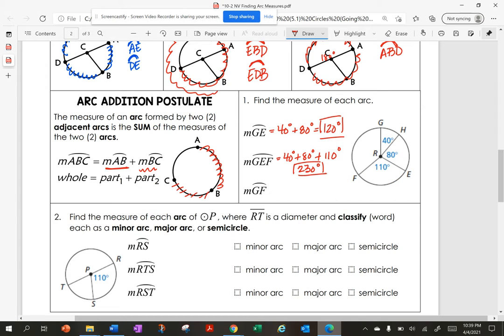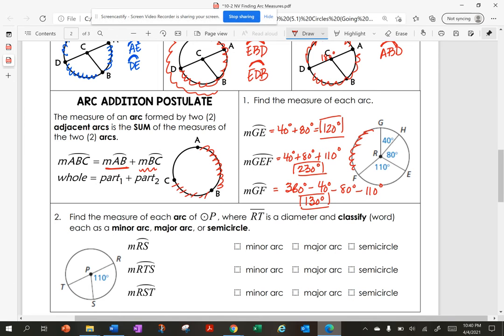What about the measure of arc GDF? So I know going all the way around is 360 degrees. So I can start with the total and subtract out all the parts. So minus 40 degrees, minus 80 degrees, minus 110 degrees, which is 130 degrees.